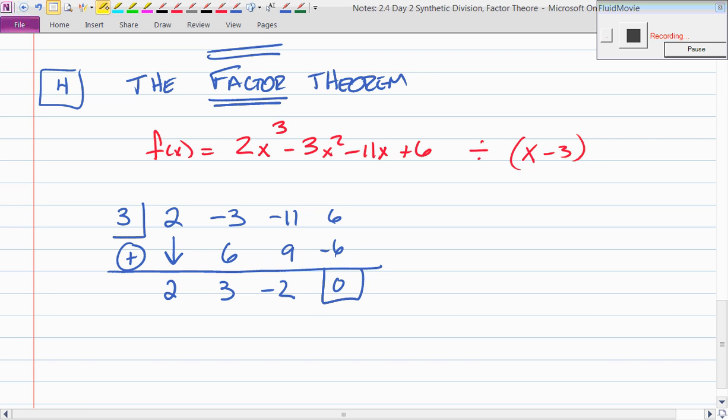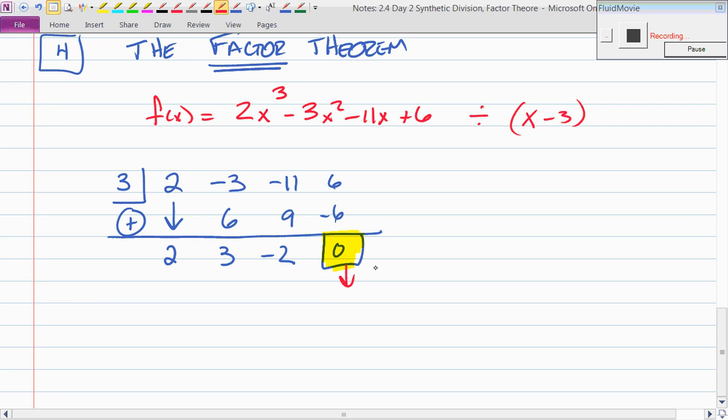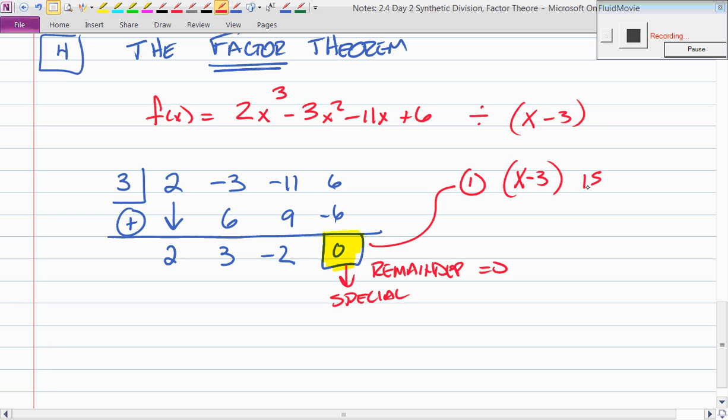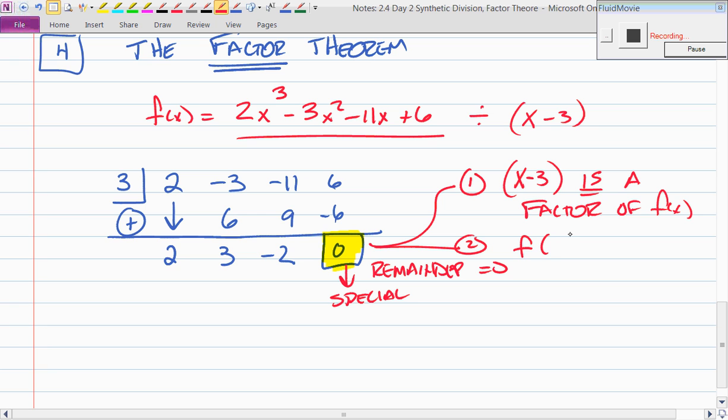All right. This right here, this means something. The fact that my remainder equals 0 tells me something special. Okay? What it tells me is 2 things. Number 1, it tells me that x minus 3 is a factor of f of x, where f of x is this thing over here. And the second thing it tells me, number 2, that f of 3 is equal to 0.